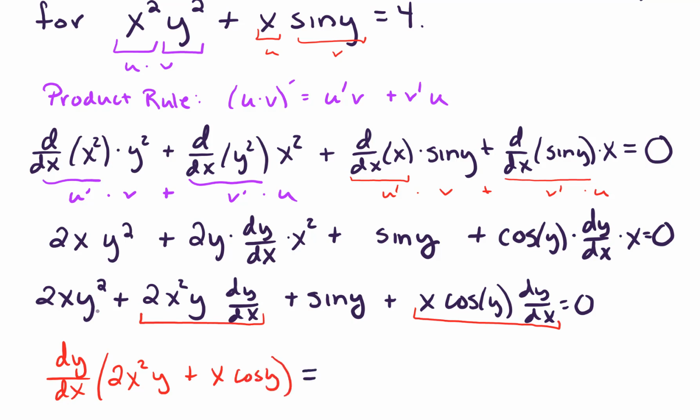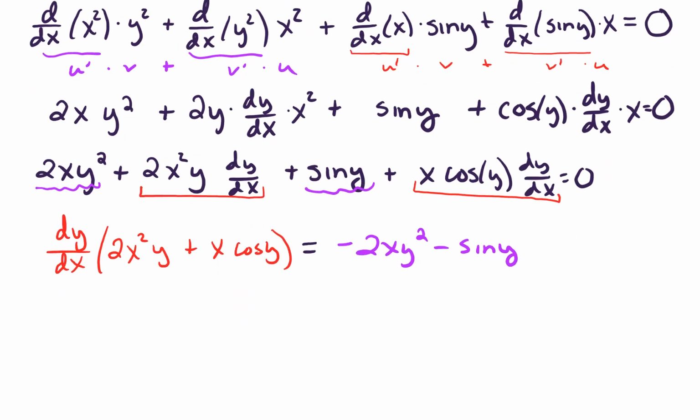All the terms that don't have dy/dx, I'm going to move over to the other side. So that's a 2xy squared and a sine y. I'm going to move those over to the right hand side of my equation. So I've got a negative 2xy squared minus sine y. And lastly, solving for dy/dx, we'll divide both sides by this factor 2x squared y plus x cosine y. And the left hand side looks like a dy/dx.